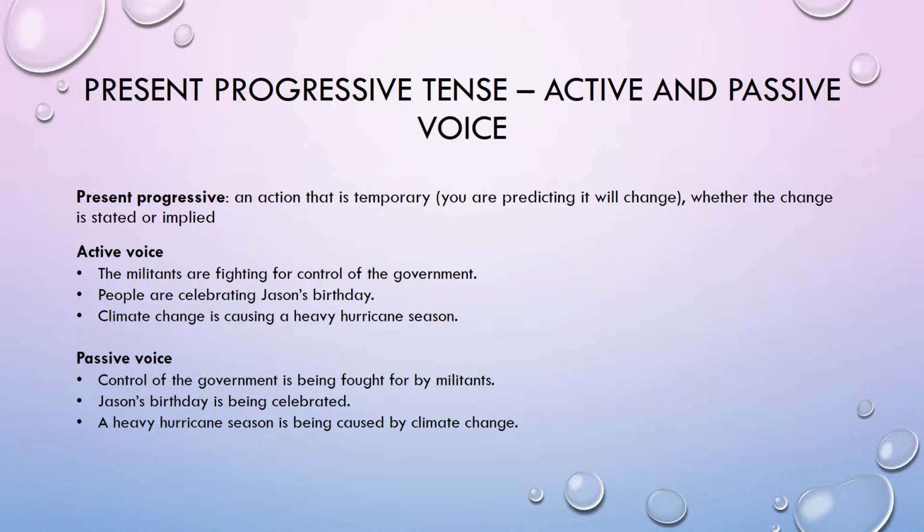When we say people are celebrating Jason's birthday, yes, we are saying this is what is happening right now, but people will stop celebrating Jason's birthday at some point. Climate change is causing a heavy hurricane season. Right now, this is the impact of climate change, but this cause will end at some point in the future. Pause the slides to examine how these thoughts are expressed in passive voice.